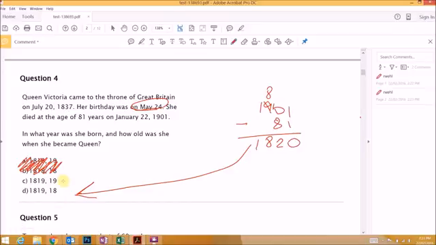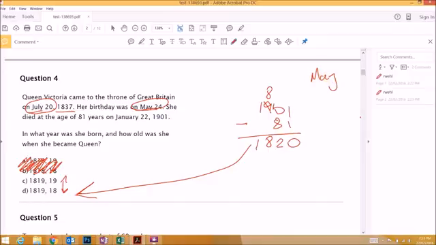What we need to work out though is what year she became Queen, whether that was 18 or 19. So we know it's going to be C or D, but we don't know if it's going to be C or D. So let's have a look. We need to work out how old she was when she became the Queen. So here she is, 1837. Okay, that's when she became Queen. And she became Queen on July the 20th. This is where dates are quite important because she was born in May.